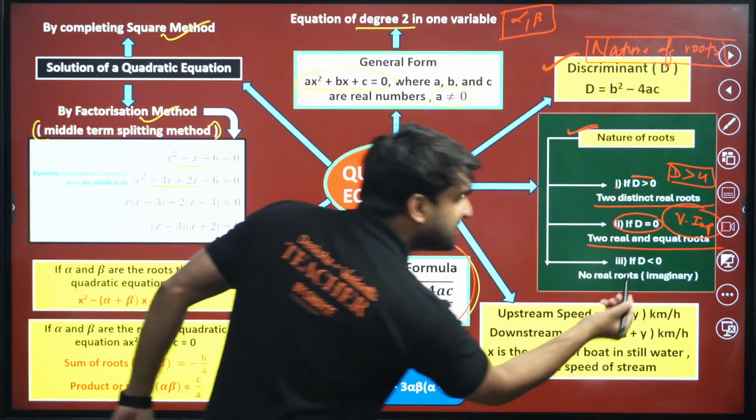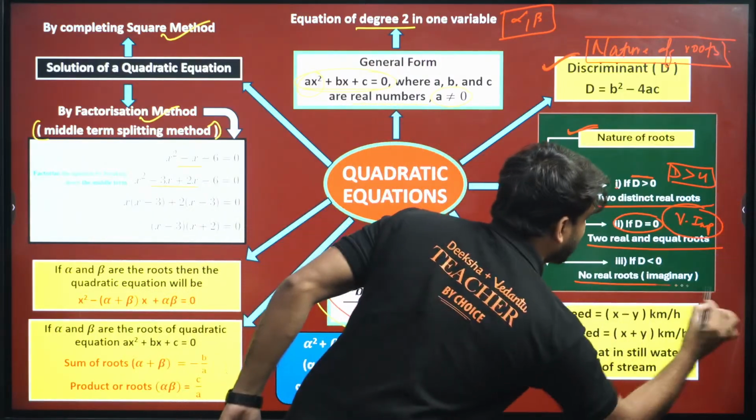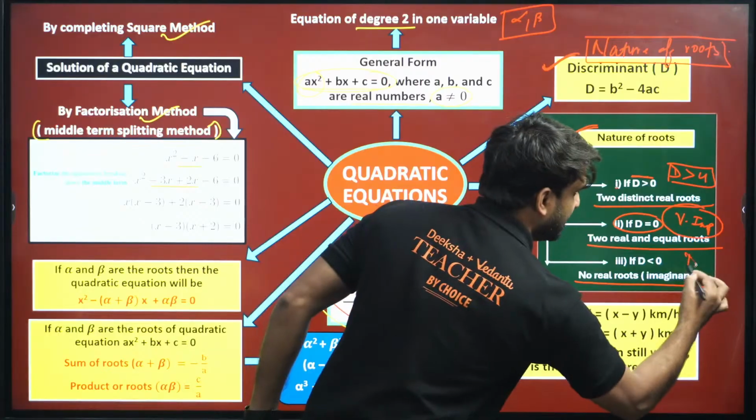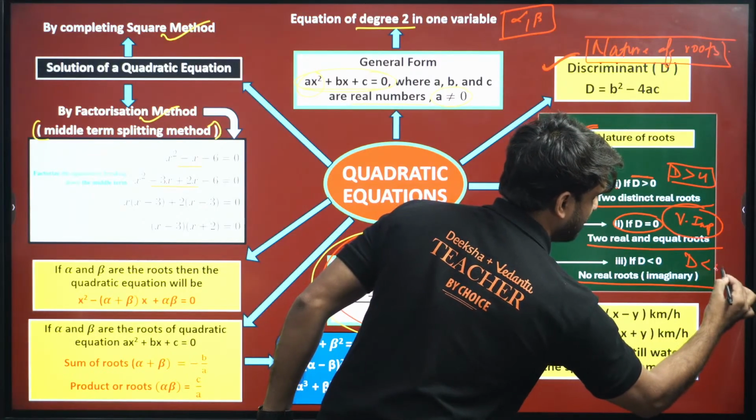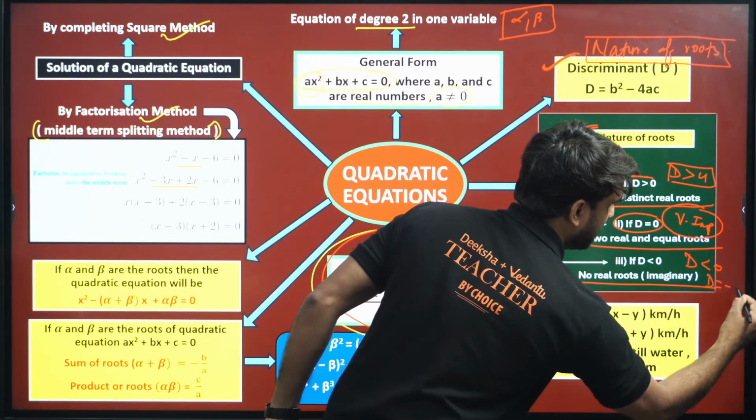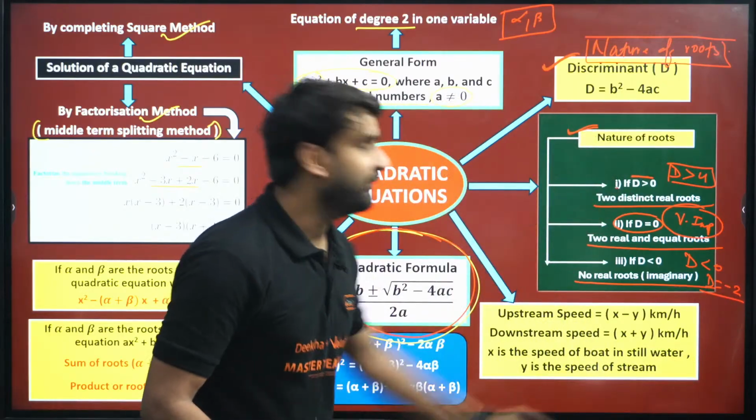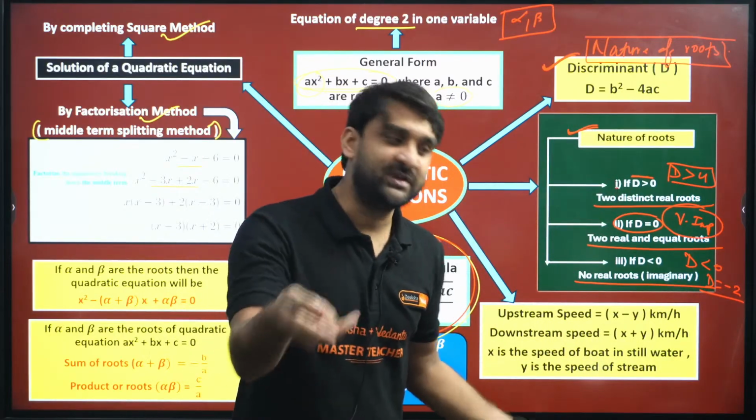Now, if D is less than 0, there will be no real roots. Let's say D is less than 0, meaning you are calculating and you are getting D as minus 2. So if D is minus 2, it implies D is less than 0.